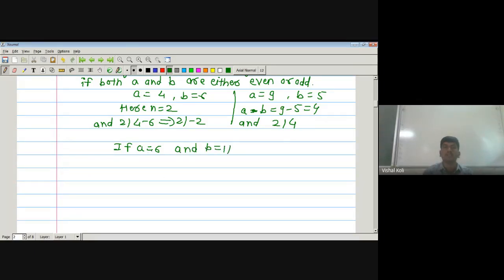Now we have to check whether a is congruent to b modulo 2. For that we have to check whether 2 divides its difference, a minus b, which is equal to 6 minus 11. 6 minus 11 is nothing but minus 5, and we know that 2 does not divide minus 5, which implies a is not congruent to b modulo 2 for all such integers in which one number is even and the other is odd.